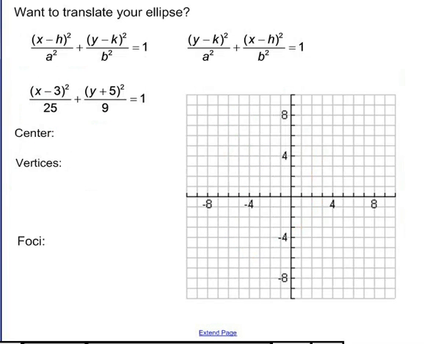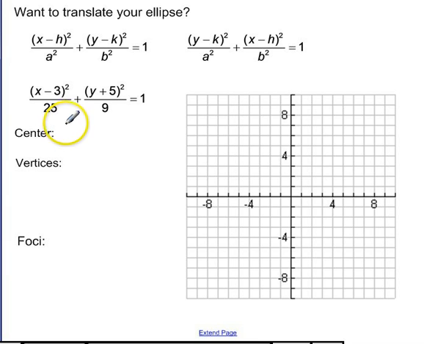Well, we don't have to have an ellipse with the center at (0, 0). If we want to translate it, we do it like any other thing. We just subtract h from x and subtract k from y. So, let's say I want to graph (x minus 3) squared over 25 plus (y plus 5) squared over 9 equals 1. We're going to need to find three things: the center, the vertices, and the foci.